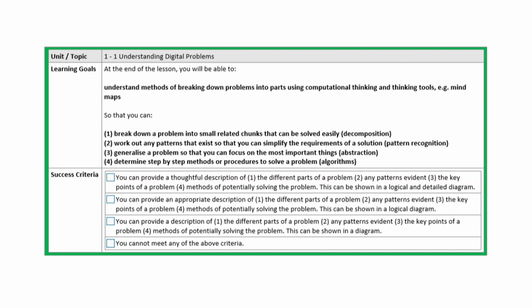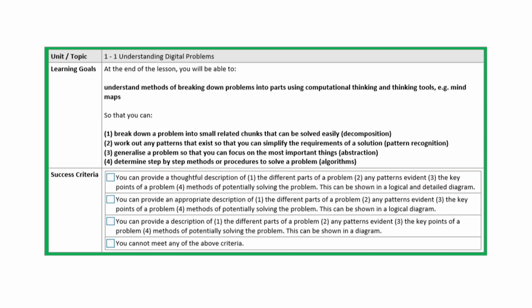We want to be able to generalize a problem. And that means we want to be able to focus on the most important aspects. Because when we deal with and solve problems, 80% of the value of the solution is actually going to come from 20% of the features. In fact, if we work out the right 20% of the problem to solve, we'll probably come up with a solution that is more than satisfactory in the first place. We just have to work out what really needs to be solved.